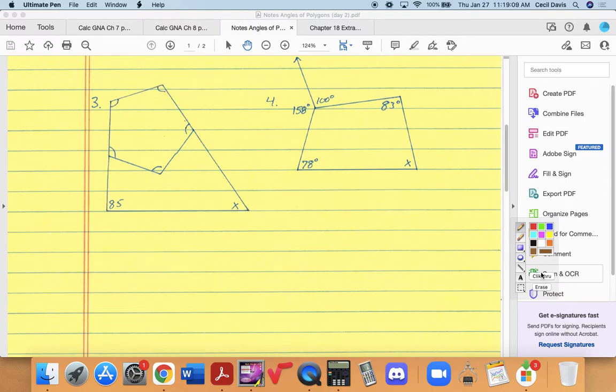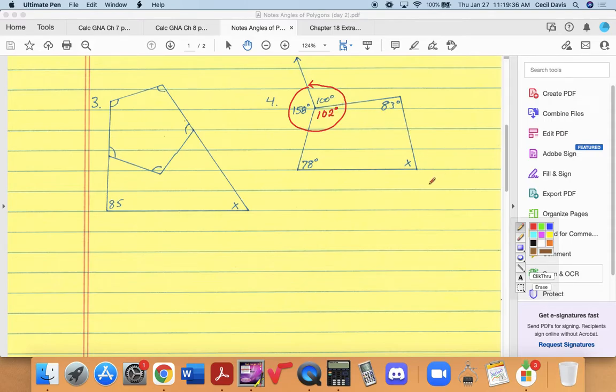All right. Now let's take a look at this one. This is going to use an idea that you just brought up. What do we know about the sum of these three angles? It's got to be 360. So far we've got 258, so that leaves 102 for this.